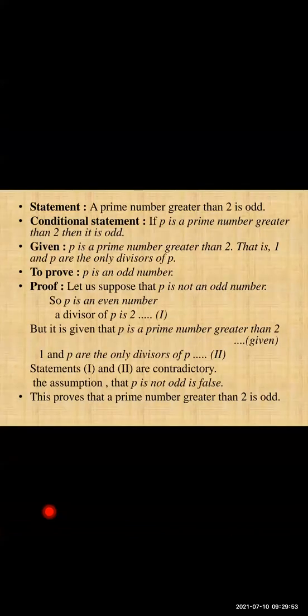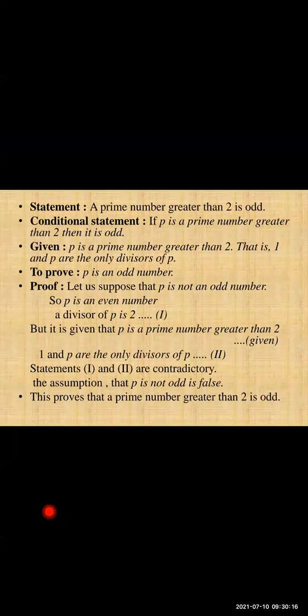So we are going to prove by indirect proof. So what does indirect proof state? Whatever the given thing is, we suppose the reverse, meaning the opposite. So what are we going to suppose? Let us suppose that P is not an odd number.